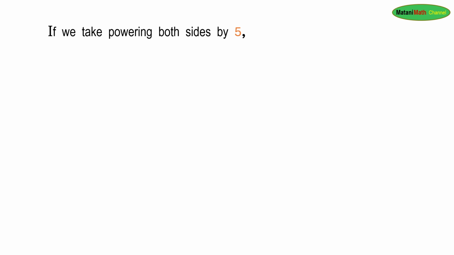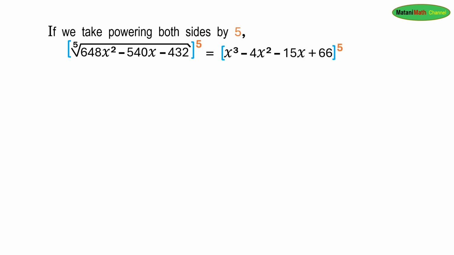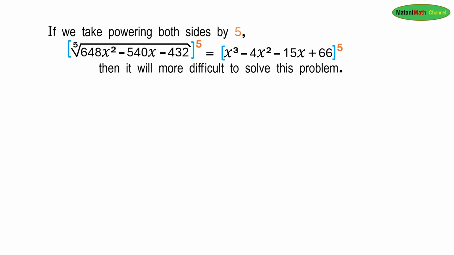If we take power on both sides by 5, like this, the fifth root of 648x squared minus 540x minus 432 all to the power of 5 equal to x cubed minus 4x squared minus 15x plus 66 all to the power of 5, then it will be more difficult to solve this problem. So we have to take another trick.